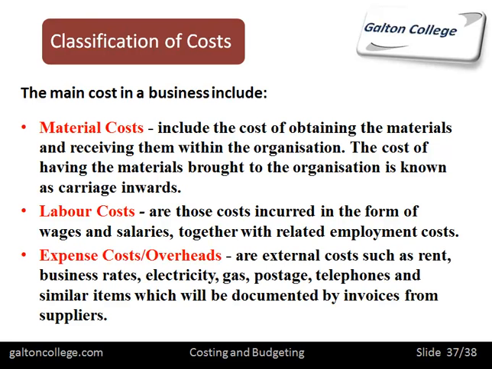Expense and overhead costs. Well, these are external costs such as rent, business rates, electricity, gas, postage, telephones, and office consumables, office facilities, transport, all sorts of costs that go to make up the product need to be itemized and accounted for.